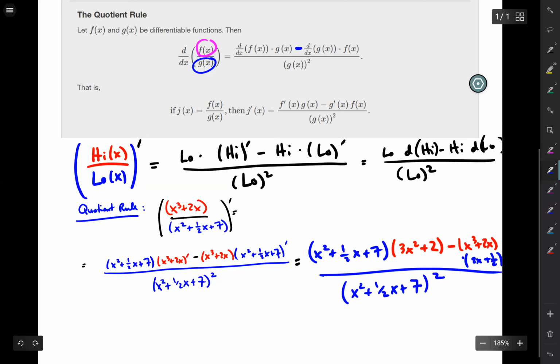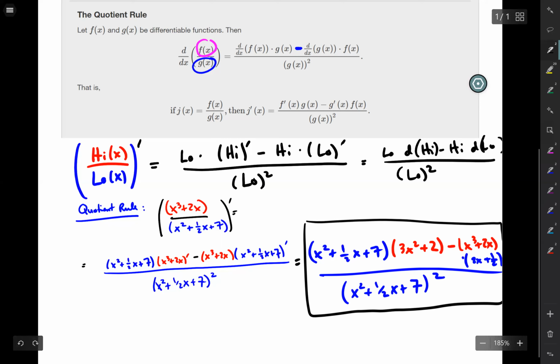And of course, there's some simplification, but the big thing was I wanted you to learn the rule or see the rule in action here. So it's, again, low d high minus high d low all over the square of the thing below. And it should save you a lot of time when taking derivatives of complex quotients to remember that rule. Okay, thanks for your time.